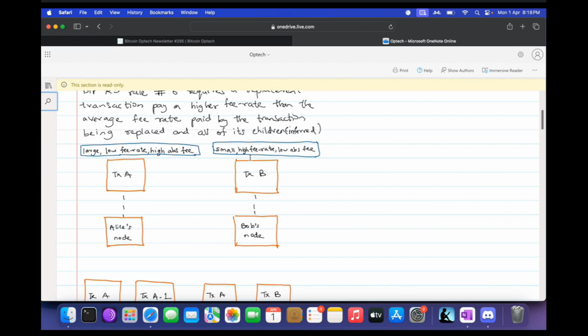And we've talked about the pinning attack on multiple occasions. Currently, the transaction that is propagated later will only replace the transaction that was propagated earlier if it has both a higher fee rate and a higher absolute fee, to mitigate certain attacks that can be performed.